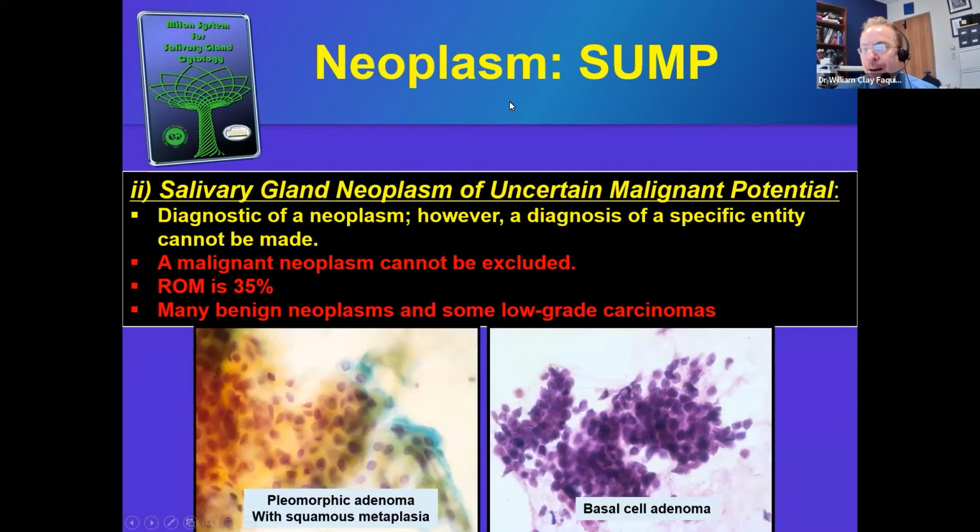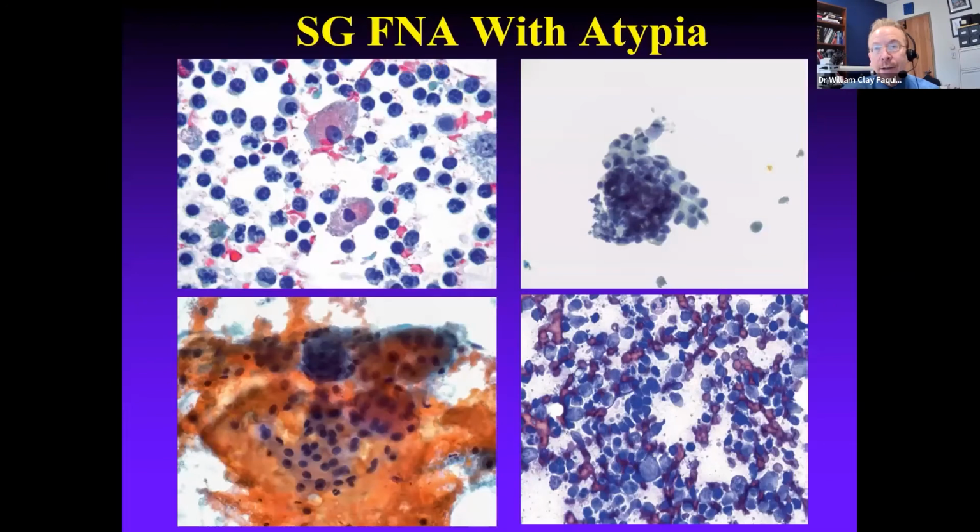So just to summarize this neoplasm sump category, this is for lesions that we are certain are a neoplasm, but a malignancy cannot be excluded. The risk of malignancy is around 35% for this category, and it's going to include many benign neoplasms that have some overlap with low-grade malignancies and some low-grade carcinomas. So it might include pleomorphic adenomas with squamous metaplasia, or remember I showed you that example of a basal cell adenoma would be in this neoplasm sump category. And the clinician's going to know and can tell the patient this classification means that you have about a 35% chance that we're dealing with a malignancy. But if it is malignant, it's probably going to be a low-grade cancer.